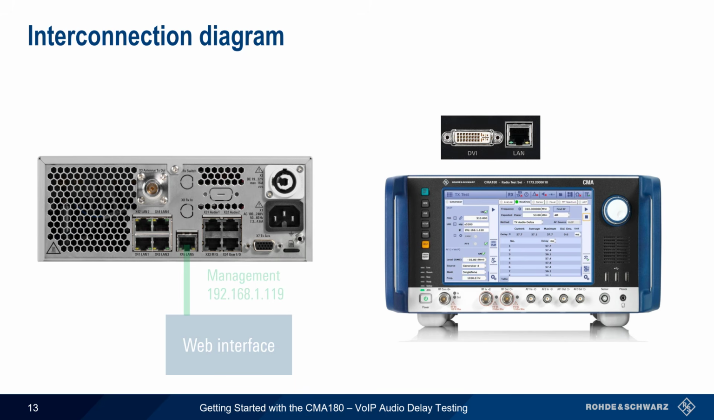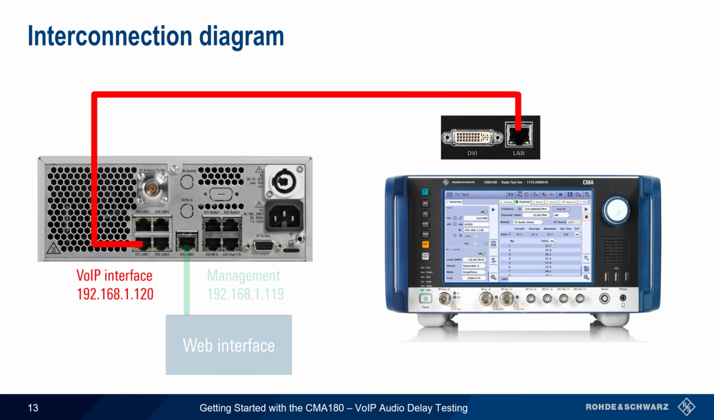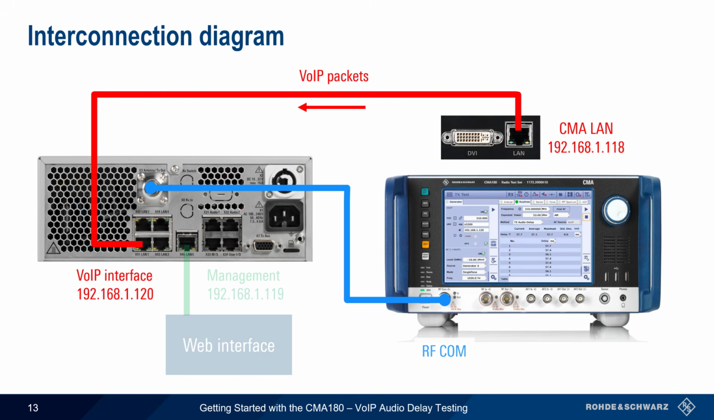The next task is connecting the radio's VoIP interface to the CMA180's LAN interface. VoIP packets will be sent from the CMA to the S5200 over this LAN connection. The RF output of the S5200 is then connected to the RF COM port on the front of the CMA180, and this connection is used to carry the AM modulated RF signal from the S5200 to the CMA. Lastly, the AF, or audio frequency, out port must be connected to the AF1 in port using a BNC cable. This provides an audio loopback between these two ports.